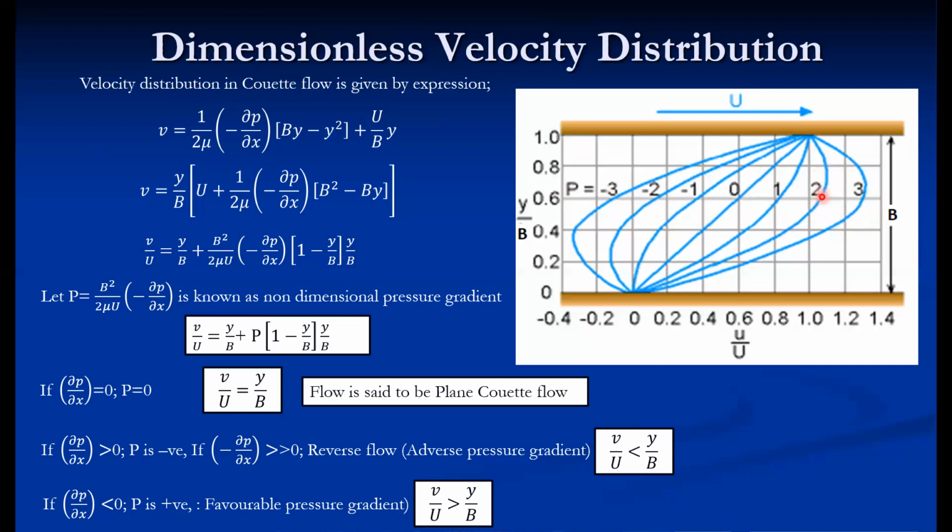But this is a favorable condition, because in most flow systems it is advisable to have a negative pressure gradient, or favorable pressure gradient, so that the flow takes place along the direction where it wants to go. Mainly we intend to see that particular flow in this direction only. That's why this is a favorable pressure gradient.